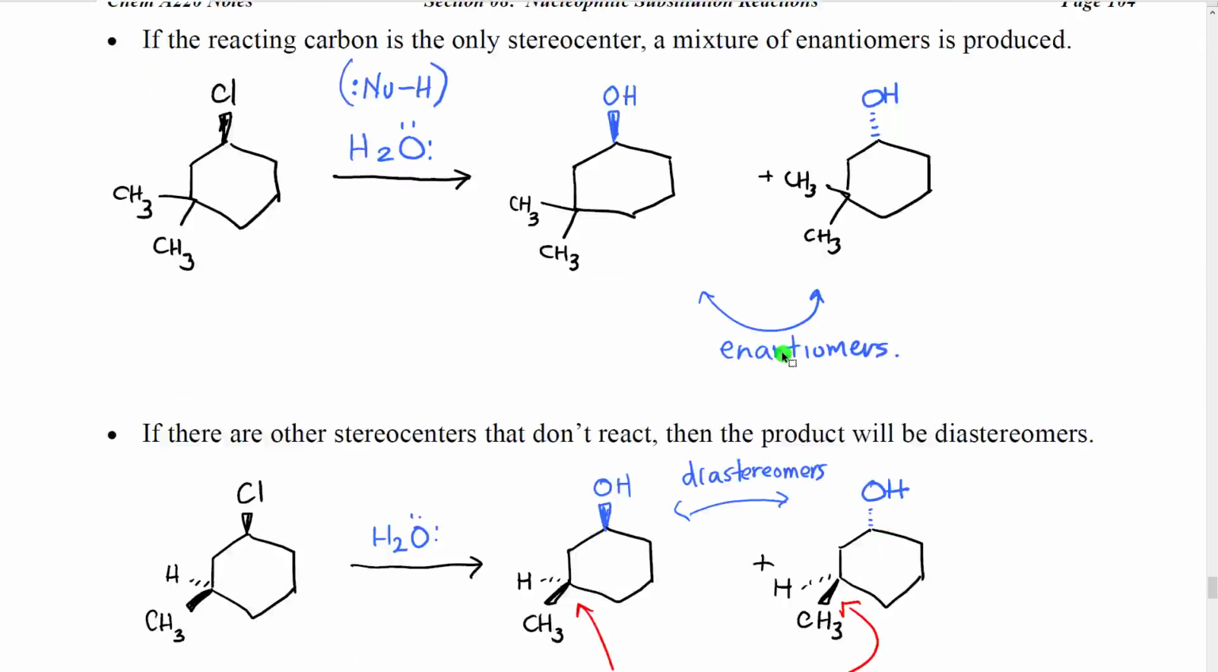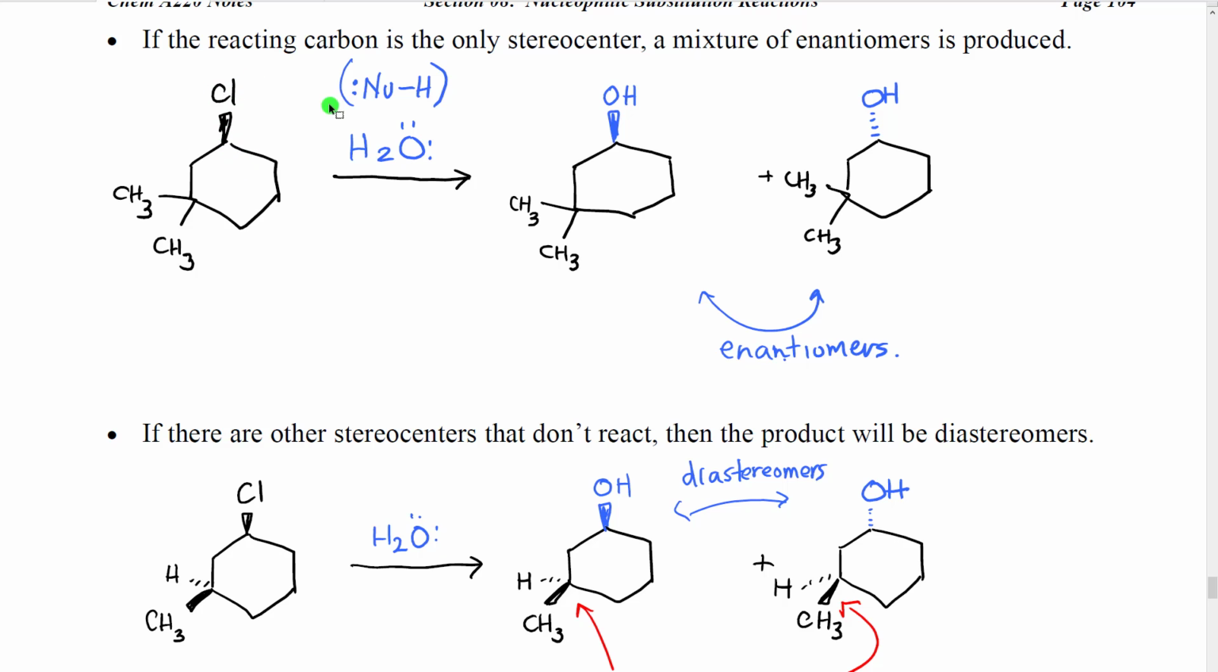Now, we have to be careful. If the reacting carbon is the only stereocenter, then what's going to happen is we are going to get a 50-50 mixture of enantiomers. Actually, it should say chirality center there.